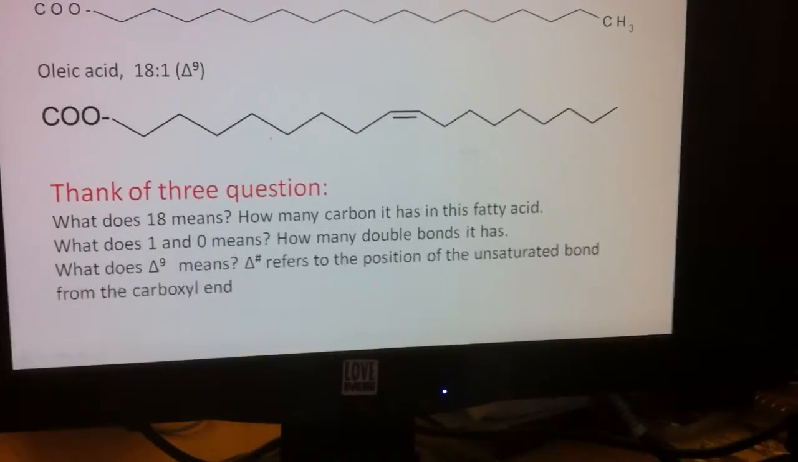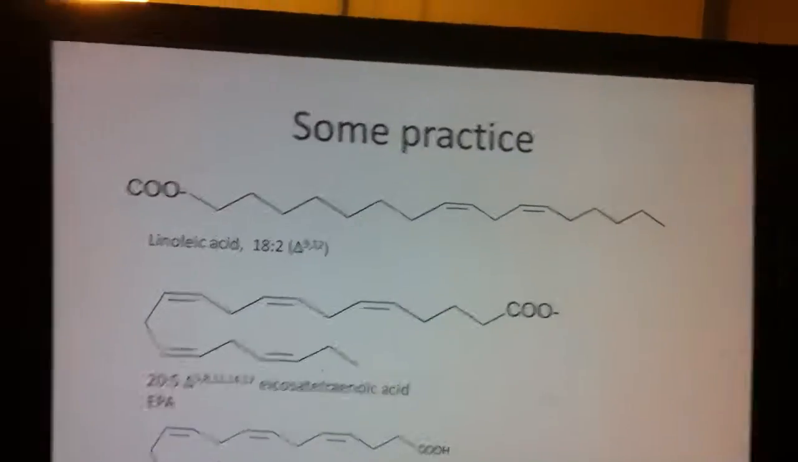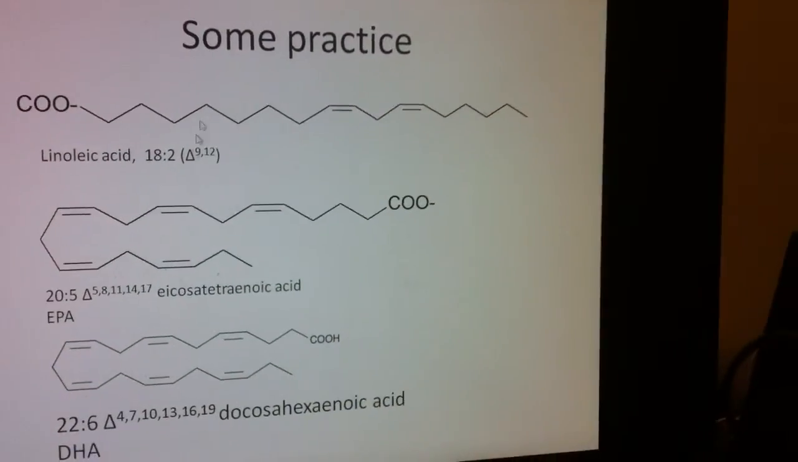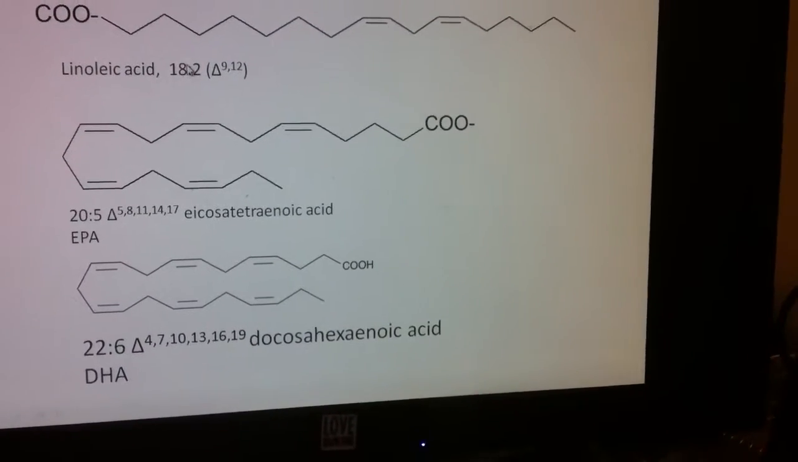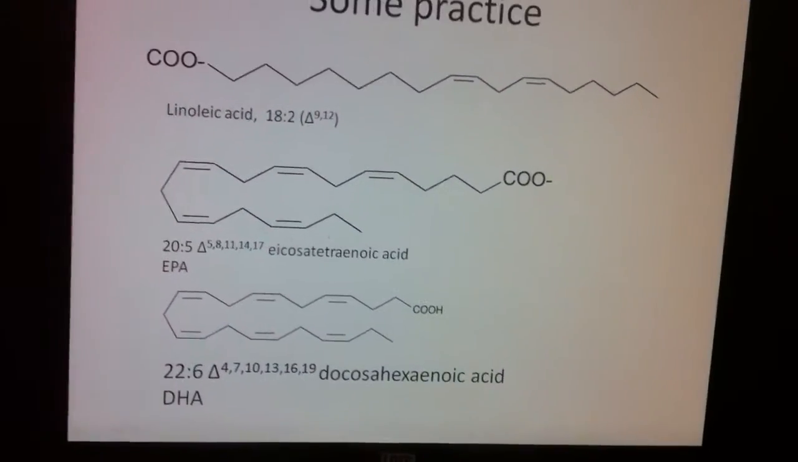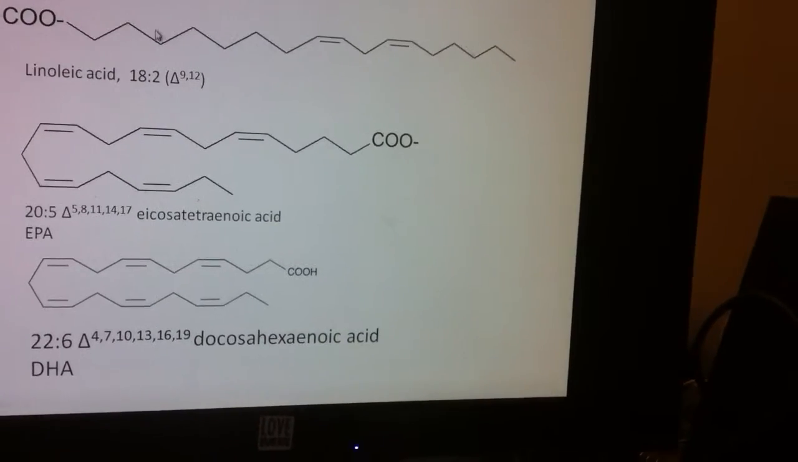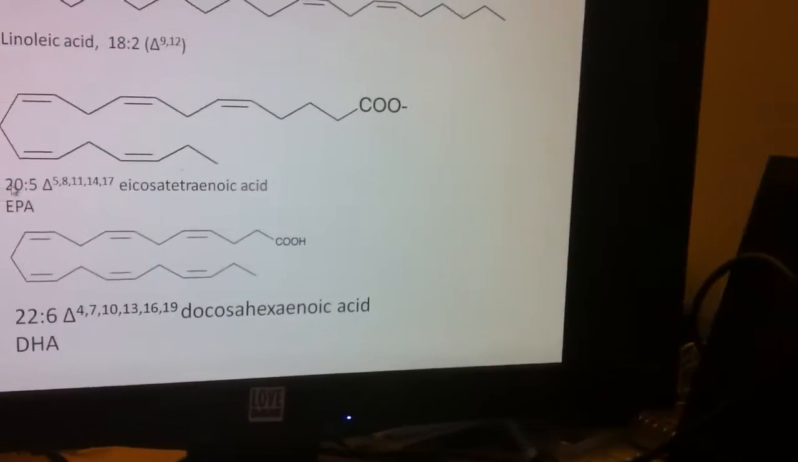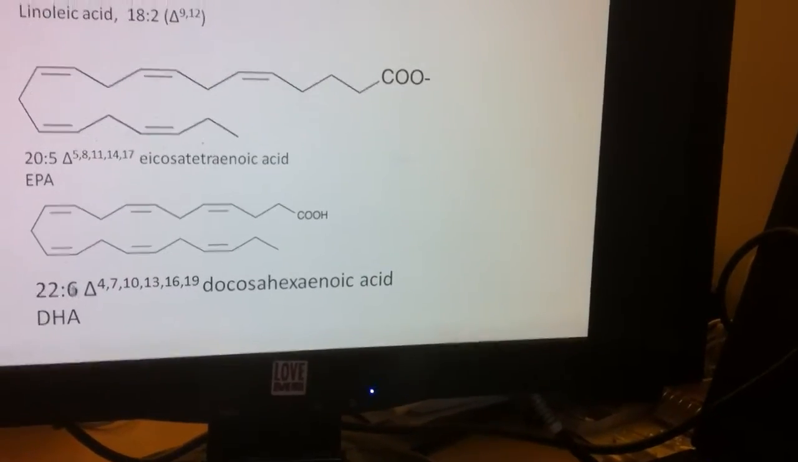Okay, so now we go to a little harder. We have some practice. Based on what I have talked about before, you can give this one a name. First, it has 3 steps, I can tell you. The first step, you count how many carbons are in the structure. If it is 18, you write 18 here. If it is 20, you write 20 here. If there is 22, you just write 22 here, right?